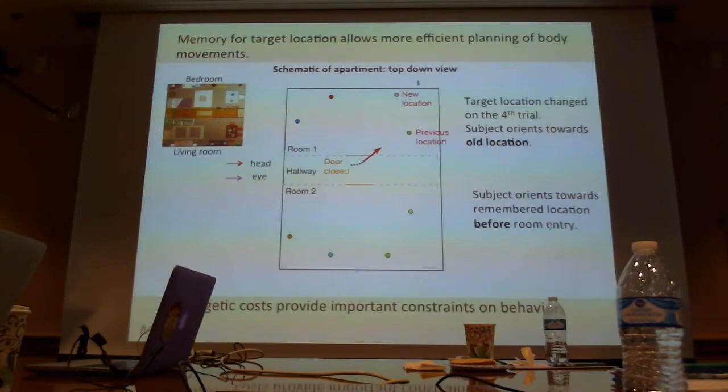Another interesting thing is that if you look at the head, the head tends to be pointing towards the location of the target, and this door is closed. So even as you're walking down the corridor, you're already moving your body towards the remembered location. We need to get more data and analyze this, but it looks like the big reason that you want to use memory is that you can choose much more efficient body movements.